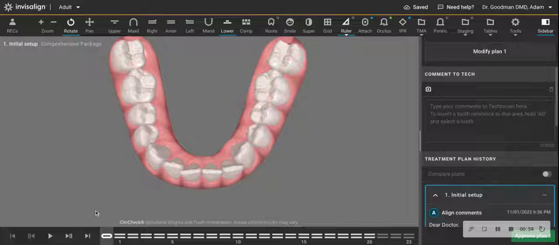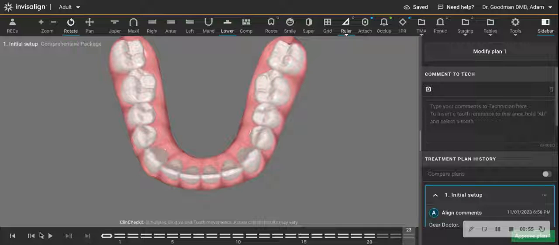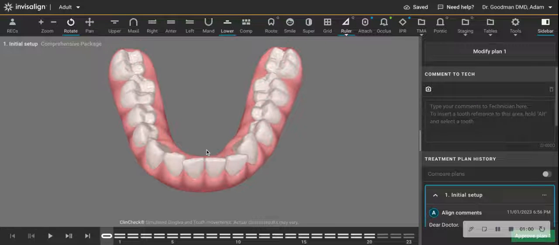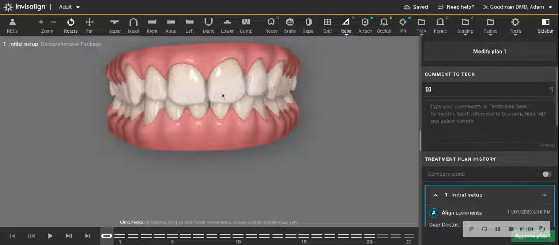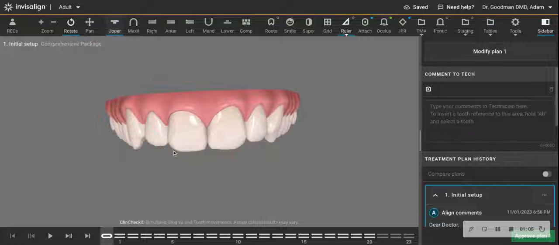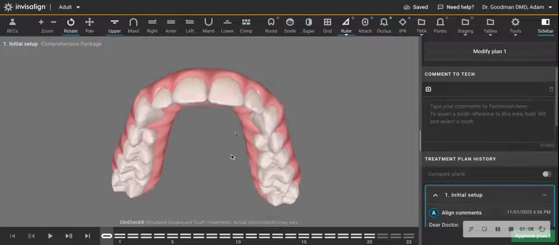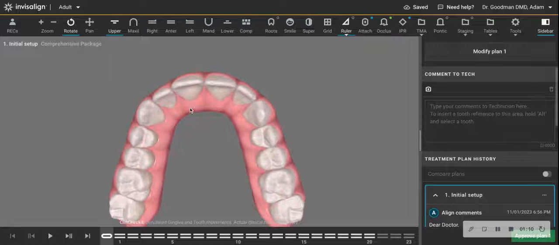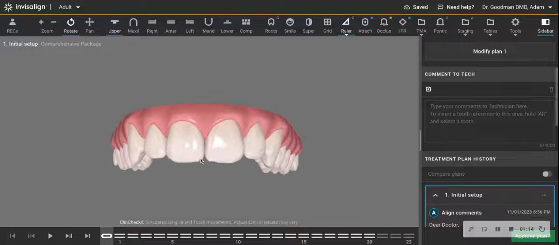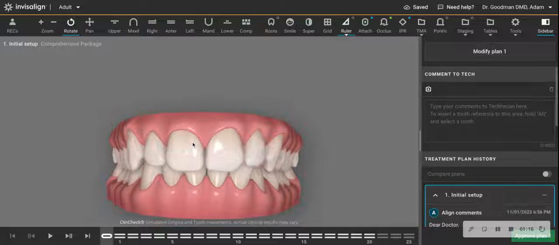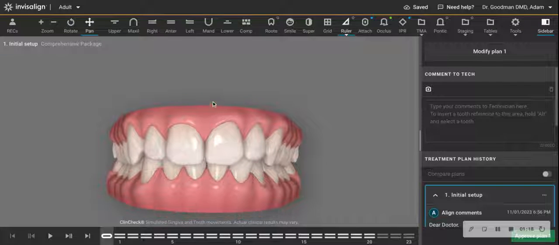This, if you isolate the lower arch, is a very predictable movement for Invisalign. However, the upper arch has to move in a similar fashion, or else you will have anterior interferences. Now, if you look at the upper arch, you can see in the starting position that the crowding is not as severe as the lower crowding. And so therefore, that's the first hint that there's something tricky about this case.